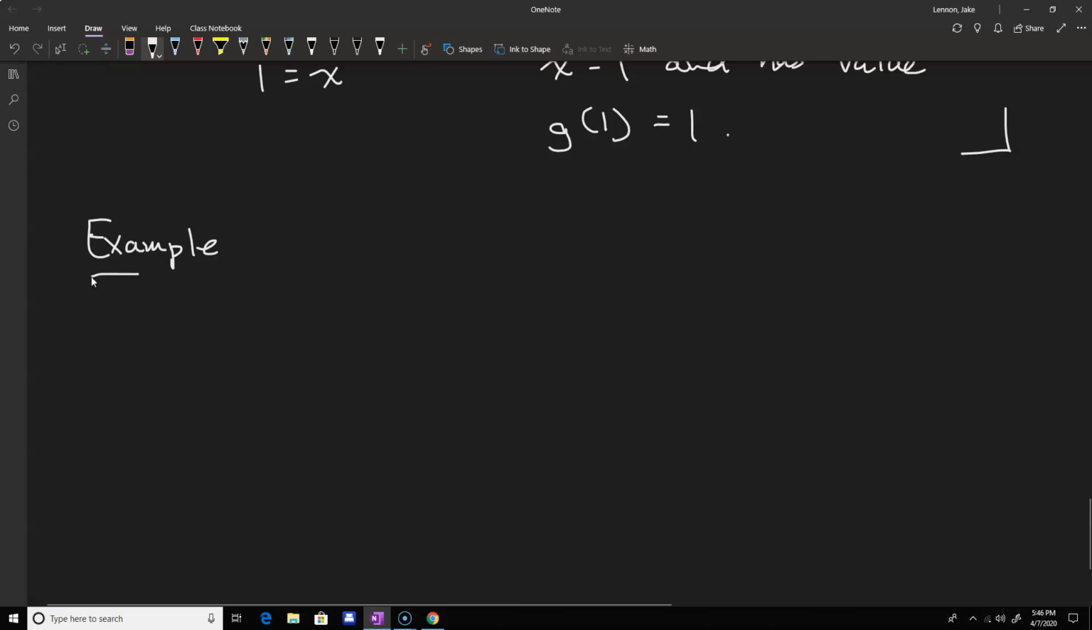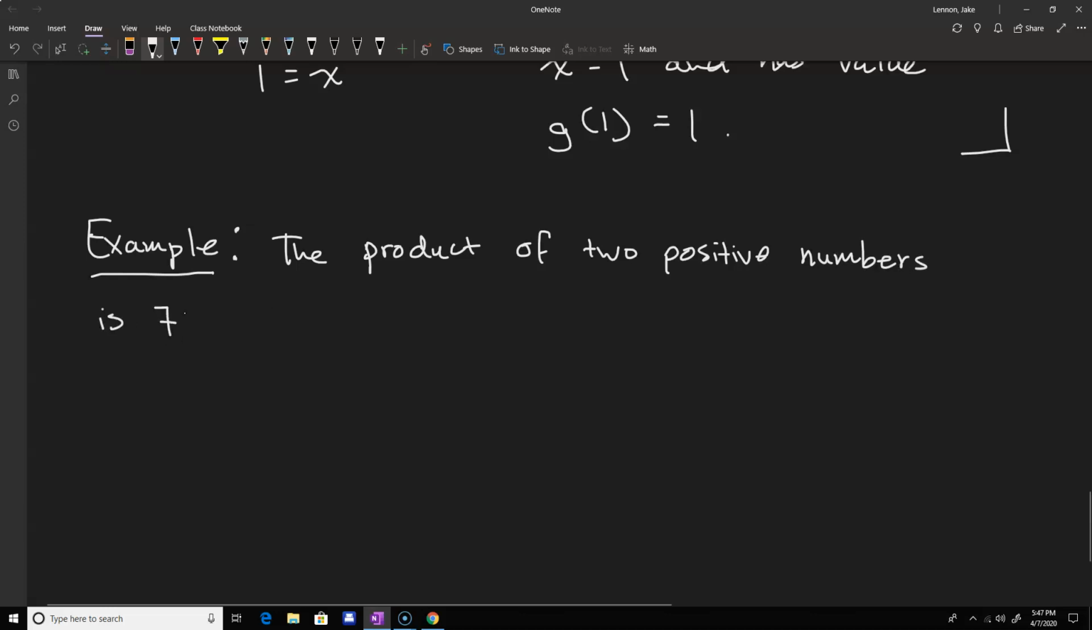So this is known as an optimization problem. Basically, it's an application of this technique to a word problem. So we have the product of two positive numbers is 784. So let's ask, what is the minimum value of their sum?